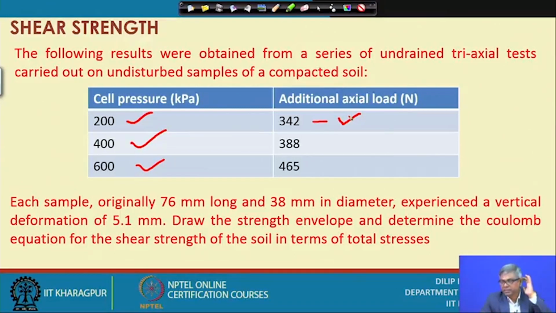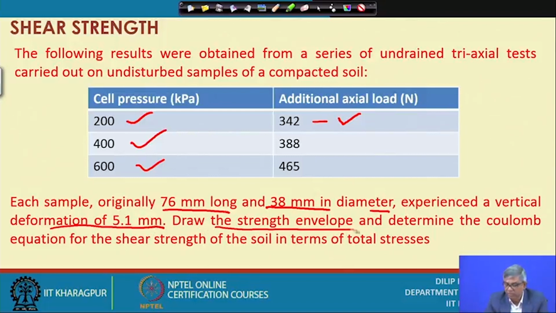During the test, because of the change of cross section, the area will also be changing. The formula for how much the area changes I have already discussed, and by that you have to correct the area and find the actual cross-sectional area. Based on that we can find the additional axial stress, which is delta F, the force. Each sample was originally 76 millimeter long and 30 millimeter in diameter, and experienced a vertical deformation of 5.1 millimeter.